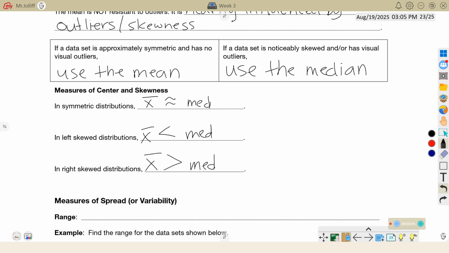The direction of skew is telling us where the mean is relative to the median or relative to the peak. The median should track the peak pretty closely. If my peak is on the left, my median should be on the left side. My peak is on the right, the median should be on the right side. The skewness is tracking where the mean goes relative to that. Okay. Questions on our measure of center before we move on to measures of spread?